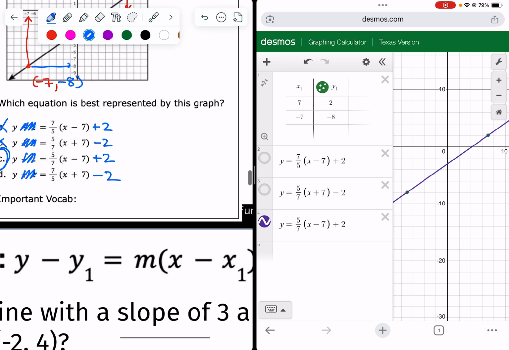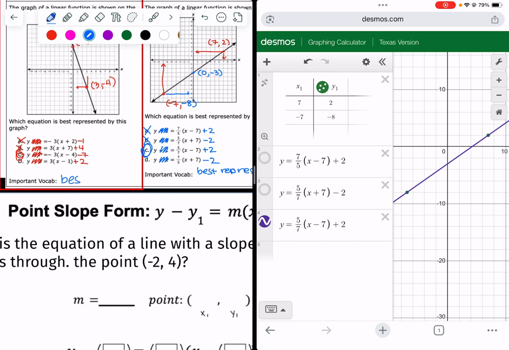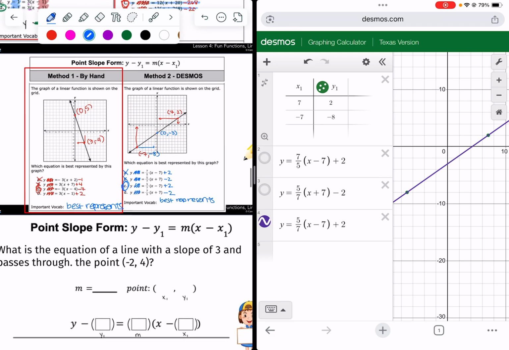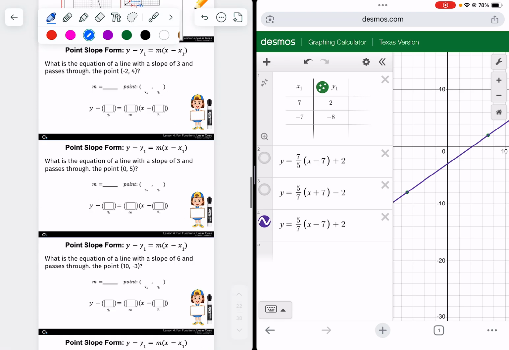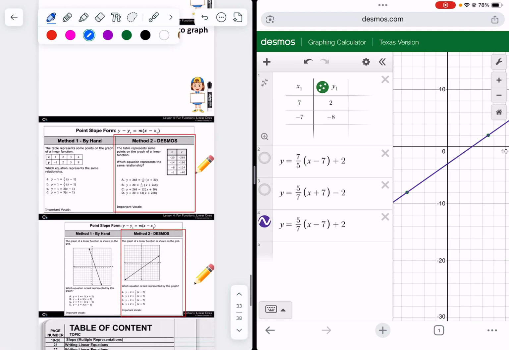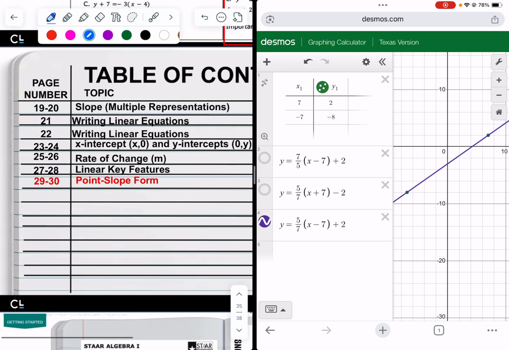And then I actually guess best represents would be the important word. Best represents. I completely forgot that. Best represents. Because we're just looking for the one that looks the best, matches the best. So you're going to go and glue those into your notebook. I believe it'll be page 31 and 32. 31 and 32.